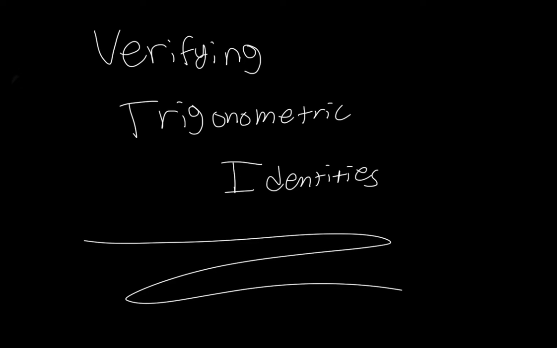Today we're going to be talking about verifying trigonometric identities. So here's an example of a problem that we might see. Let's take problem number 28 on page 366 of the textbook Pre-Calculus with Limits, a Graphing Approach.